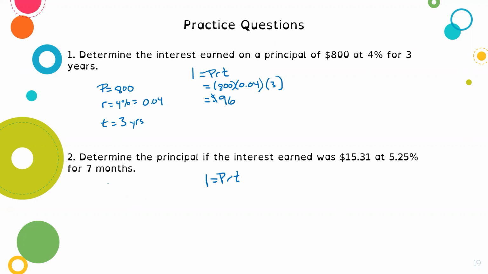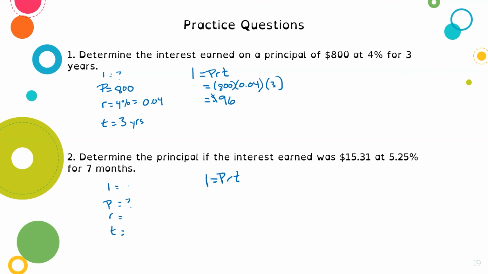And here, really, I should have first done, I'm looking to see I, P, R, and T, because I don't necessarily know. In this first one, I was looking for I. So it's good to list all of your variables so you can figure out what it is you're actually looking for, because you're not always looking for interest. So here it says determine the principal. So this time we are looking for P.